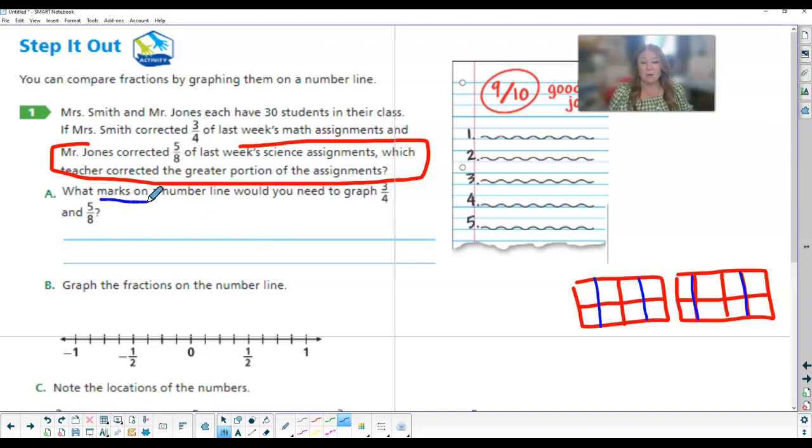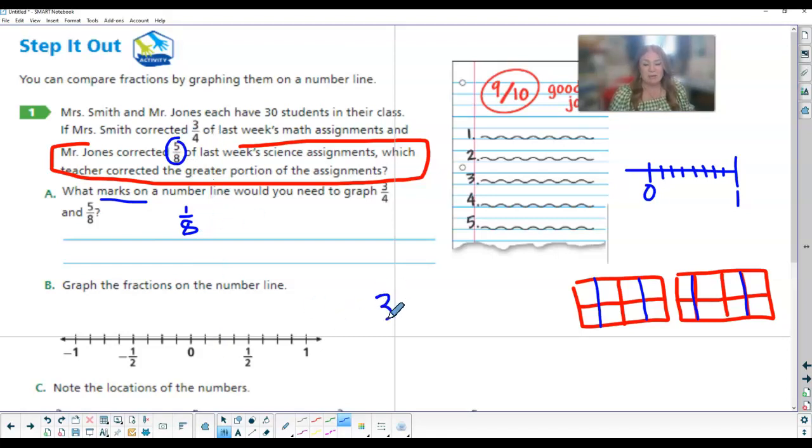So the marks we're going to need, if here is 0, I'm going to need 1, 2, 3, 4, 5, 6, 7, 8 spaces between. So here's 1, 2, 3, 4, 5, 6, 7, 8 becomes that whole one. So we need to make 8ths on our number line. So now we're actually going to graph these on here. So I want you to start with 5/8 and graph 5/8. Now, that should be pretty easy.